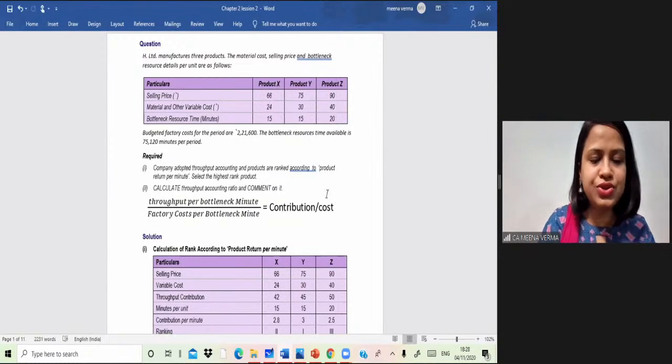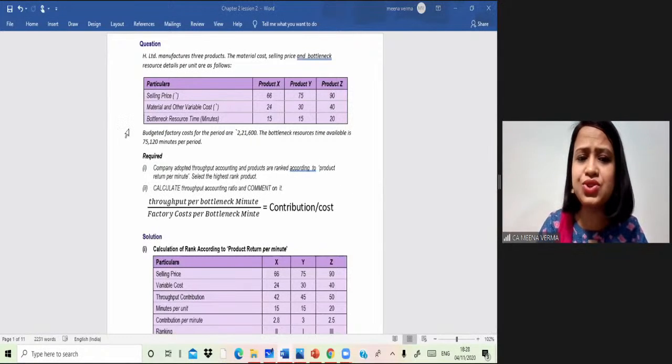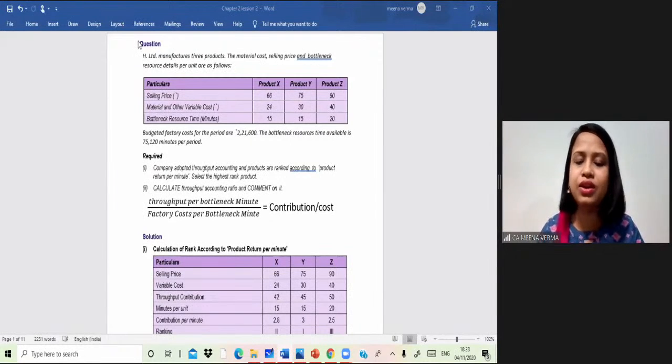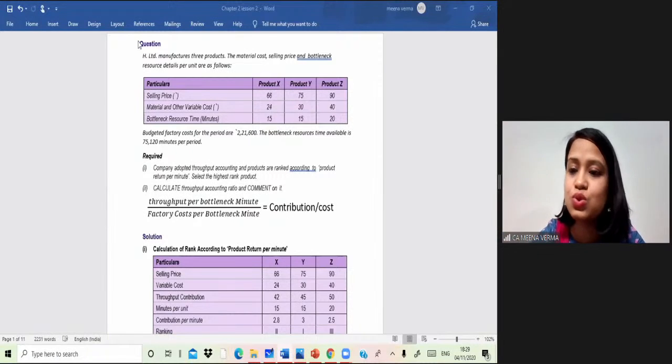Okay, let's do this question. I think this question is very easy for all of you. Why is this question so easy? Because I think you have done the same question in your CA Inter also. So this question is very easy, but let's do it.